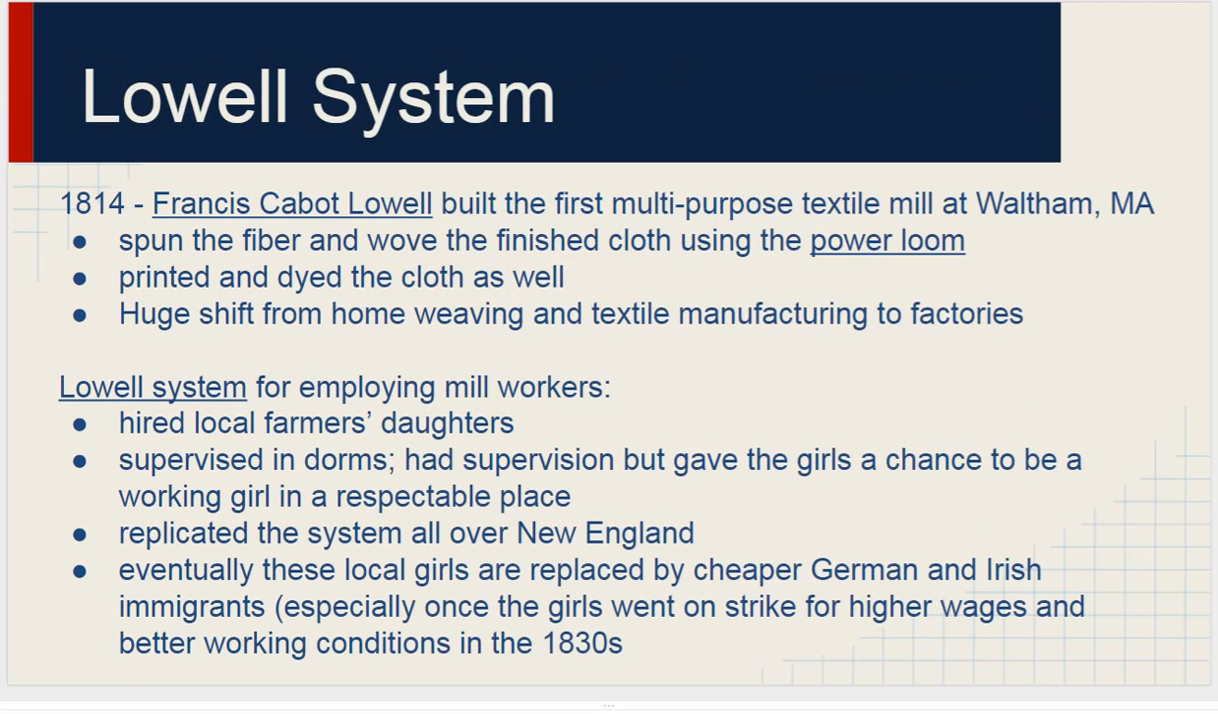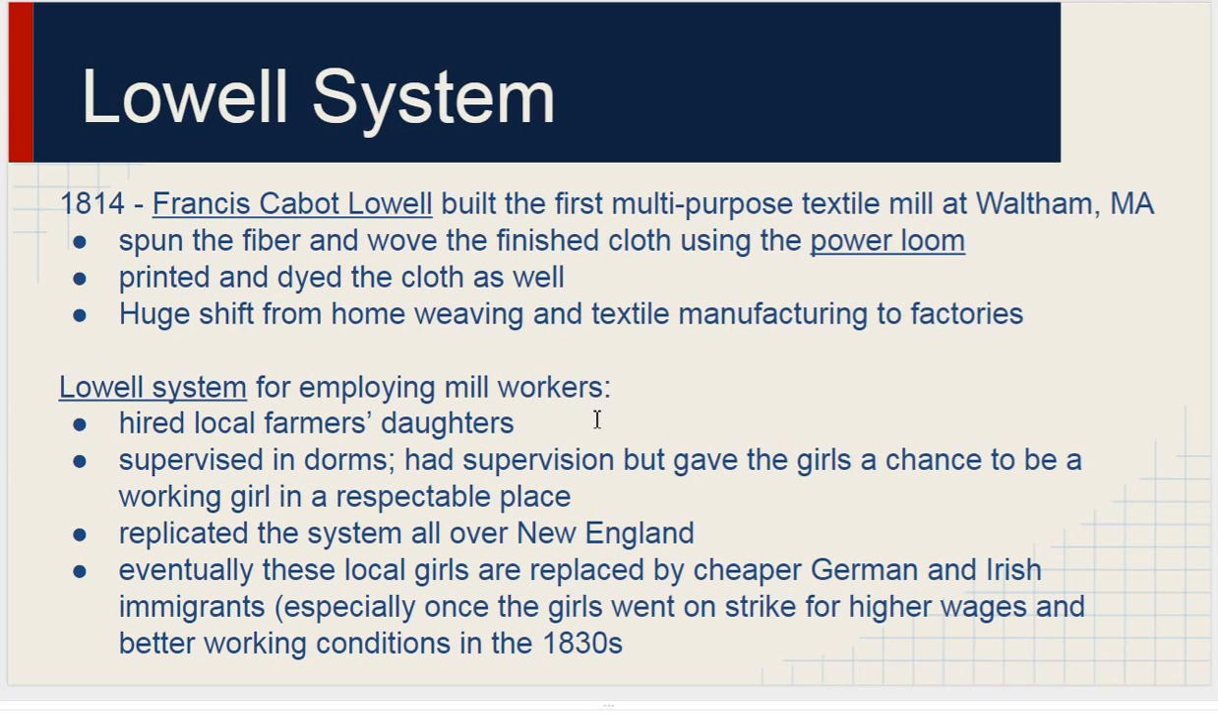Lowell system. In 1814, we have Francis Cabot Lowell, and he built the first multi-purpose textile mill in Waltham, Massachusetts. By multi-purpose, you can see here, it spun the fiber, so that's the spinning jenny idea, which he was using, of course, Samuel Slater's idea, and he wove the cloth into a finished cloth using a power loom, which you saw on the previous page, and then he printed and dyed the cloth as well in his factory. And this is, again, a huge shift from home weaving and textile manufacturing to factories, and this has some significant social impacts, which we'll talk about in the next PowerPoint.